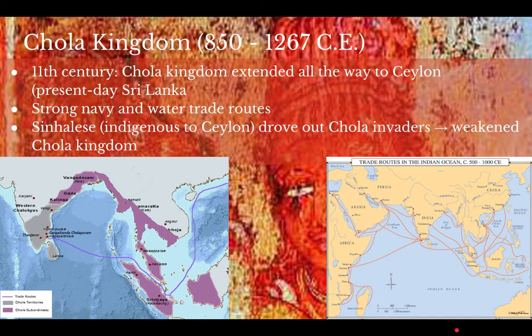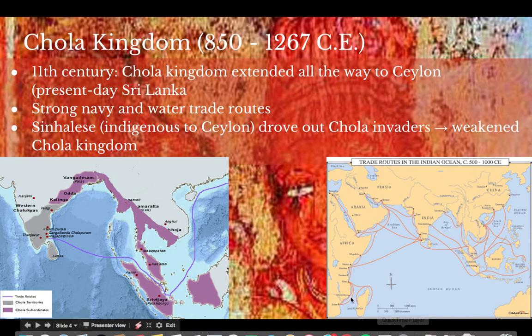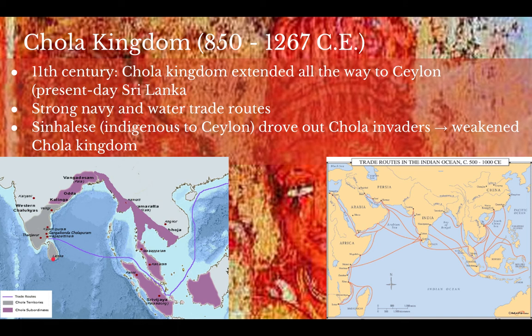So we'll start with the Chola Kingdom. This was around from the 9th to the 13th century CE, and it reigned over India, therefore, for over 400 years. And in the 11th century, the kingdom extended its rule. It used to just rule in India proper, but then it extended its rule into Ceylon, which I said earlier is now called Sri Lanka.